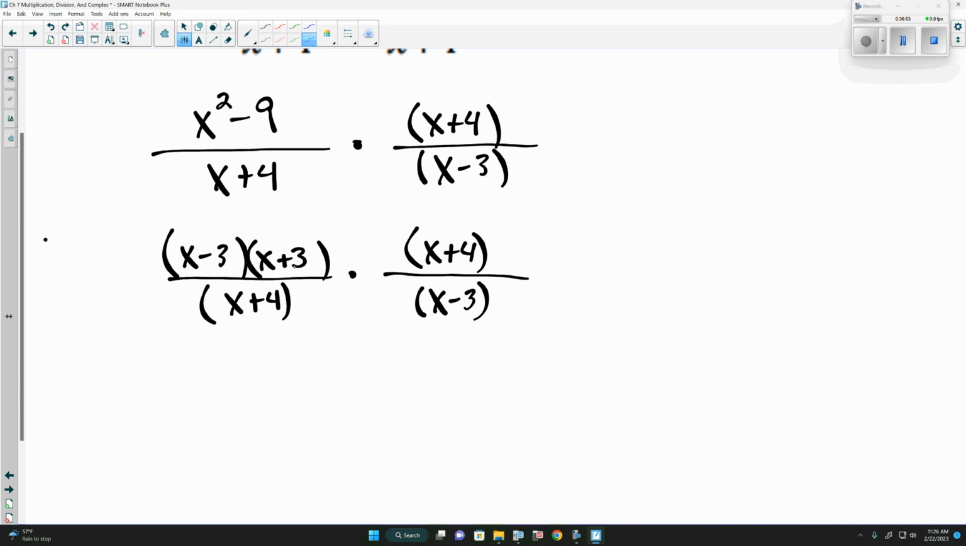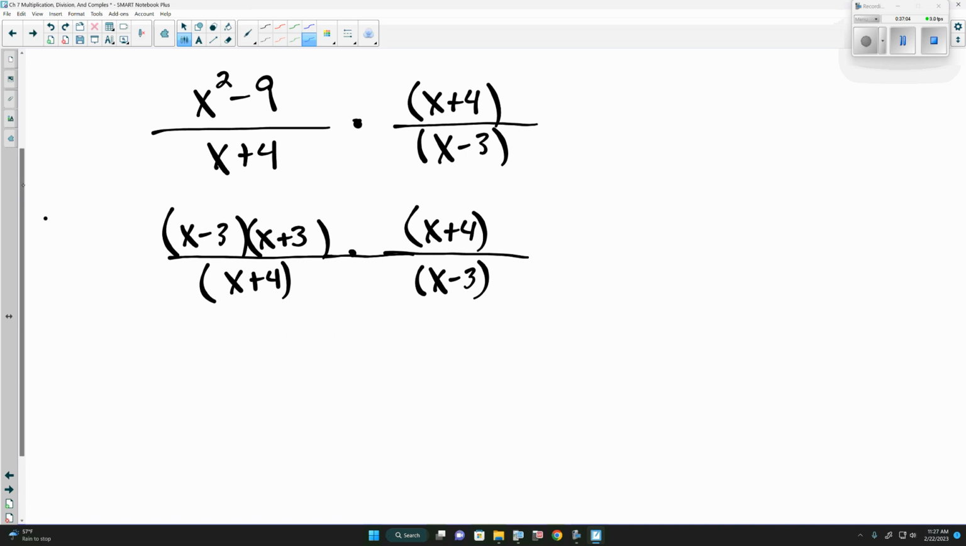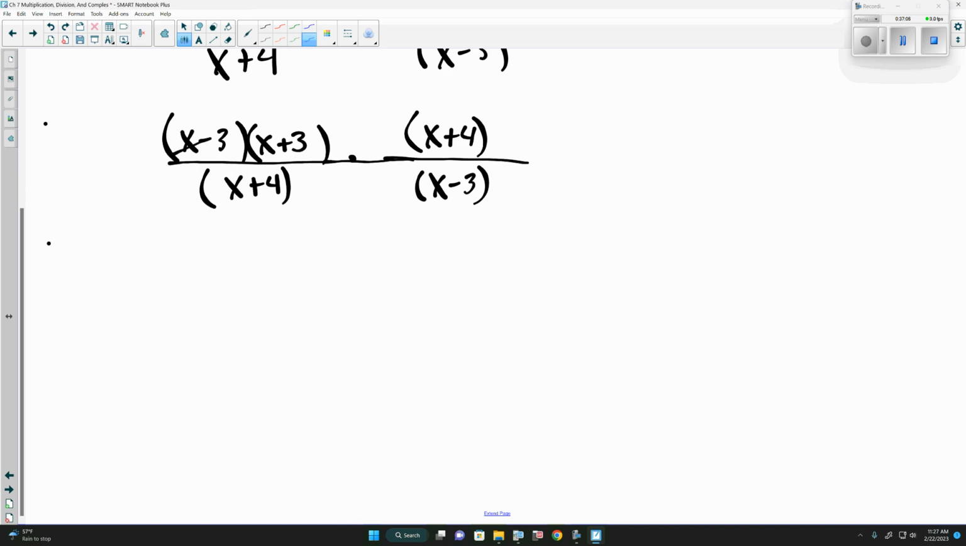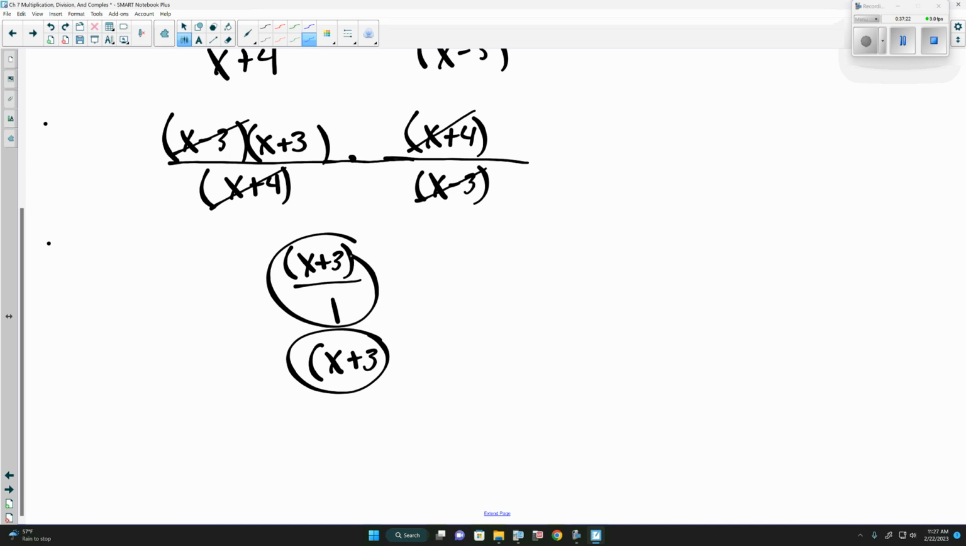It is a difference of perfect squares, so our signs would be opposite. x squared would be x and x. 9 is 3 and 3. If we multiply these together, the x minus 3 will cancel with the x minus 3. x plus 4 and x plus 4 will cancel, leaving us with x plus 3 over 1, which is just the same as x plus 3. Either one of these will work. We'll normally just write it as x plus 3 because the division by 1 we don't have to write back in.